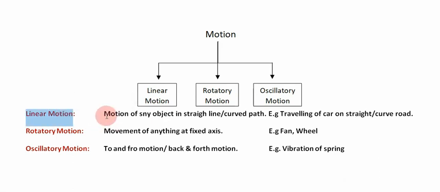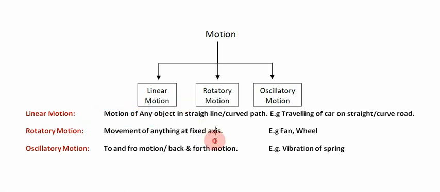Linear motion: motion of any object in a straight line or curve path is called linear motion. As I already told, linear means line, single, straight or curve path. So linear motion is the motion in which anything is moving along a straight path, on a straight line or a curve path.